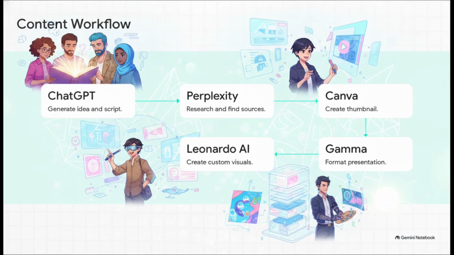Step 3, open up Canva to quickly design an eye-catching thumbnail or header. Step 4, drop your newly researched text into Gamma to instantly format your presentation. And Step 5, use Leonardo AI to inject highly specific, custom visuals into that presentation. By connecting these tools in this exact order, you have just built an end-to-end content workflow for absolutely $0.